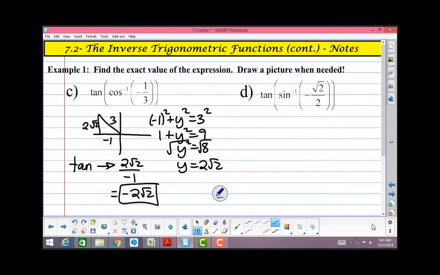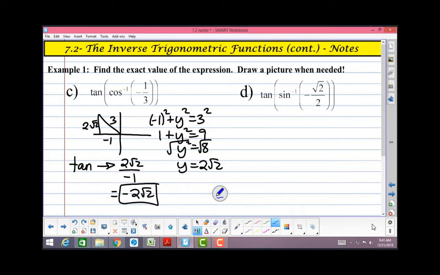Now part D, you can do this problem a little bit differently than the other ones. If you look on the inside, it says the inverse sine of negative root 2 over 2. The angle whose sine is negative root 2 over 2 is on the unit circle, so you don't have to draw a picture. Now, say you get in the mode of drawing the picture and doing them all like the other problems, it will still work on the unit circle ones.